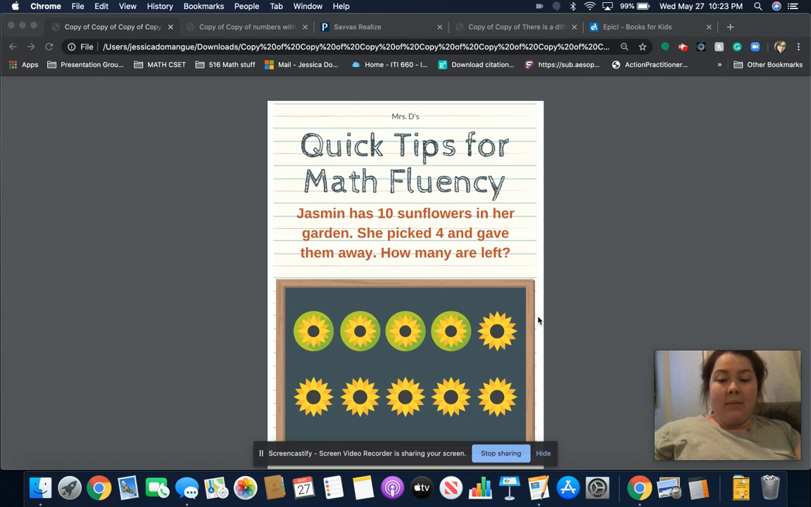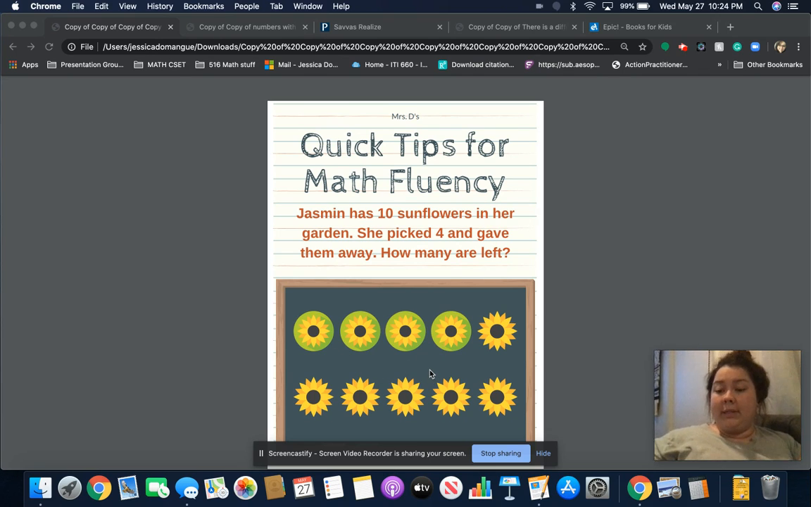So in my Blackboard right here, I have a picture. And the question that goes with this picture is: Jasmine has 10 sunflowers in her garden. She picked 4 and gave them away. How many are left? So we can see that the ones that she picked have a green circle around them. And we can see that if we counted all the sunflowers, there would be 10.